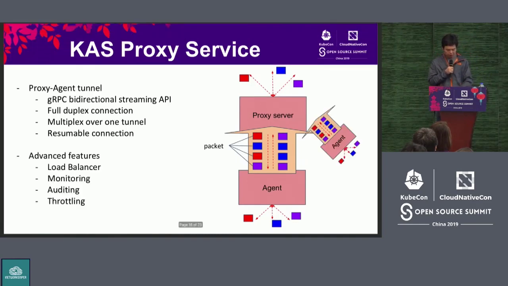And of course, we can support more advanced features. If you have multiple agents dial back to the proxy server, all of a sudden your proxy server has multiple choices, then it becomes a load balancer. And we can implement different load balancing algorithms to share the load across different agents. We can also implement monitoring and auditing, for example if you want to audit a specific user. And also throttling: you want to be fair to all the connections. You don't want one connection to drain all the traffic while the other connections are not treated fairly.